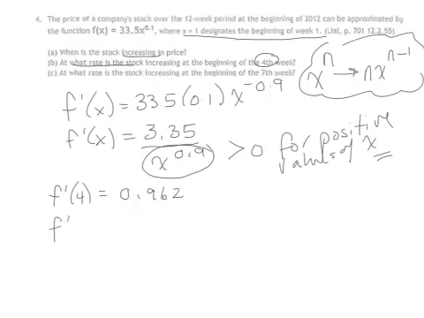And the next question is, at what rate is the stock increasing in the 7th week? So we're going to be evaluating that at week 7. We're going to find out that it's 0.581. So you can see that the rate of increase is decreasing with time. So in the 7th week, it's increasing less quickly. So it's still increasing, but slower and slower.